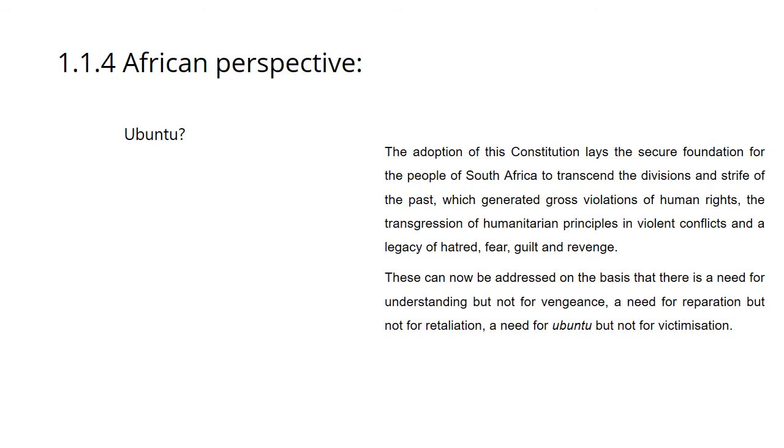The epilogue of the interim constitution tells us that in this constitution lies the secure foundation for the people of South Africa to transcend the divisions and strife of the past, and that these can now be addressed on the basis that there is a need for understanding but not vengeance, a need for reparation but not for retaliation, and a need for ubuntu but not for victimization.